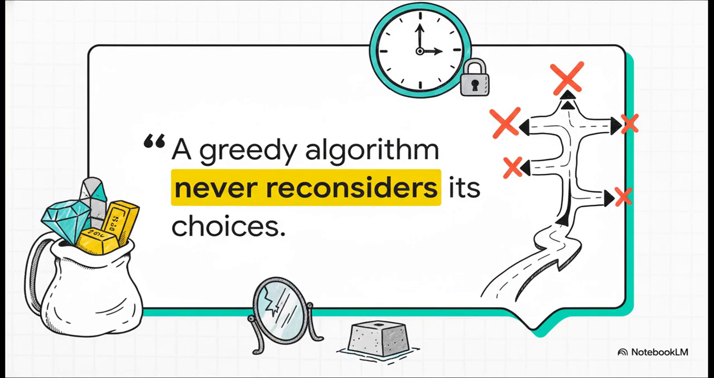And this is absolutely crucial to understand. Once a greedy algorithm makes a choice, that's it. It's locked in. There's no going back, no second guessing. This makes these algorithms super fast and efficient, but as we're about to see, that short-sightedness can sometimes lead you down completely the wrong path.